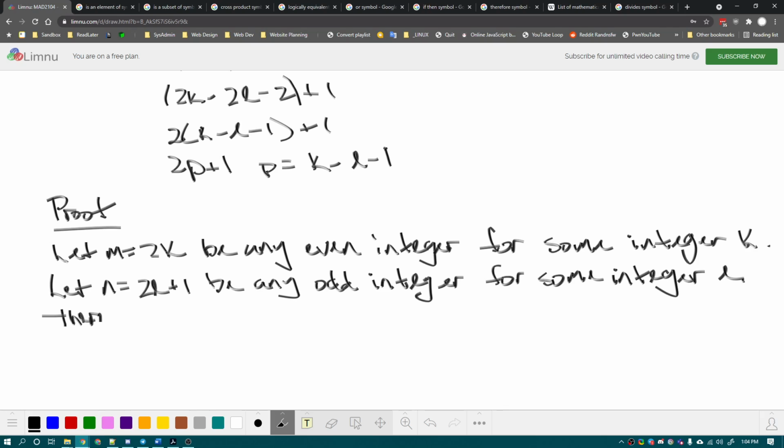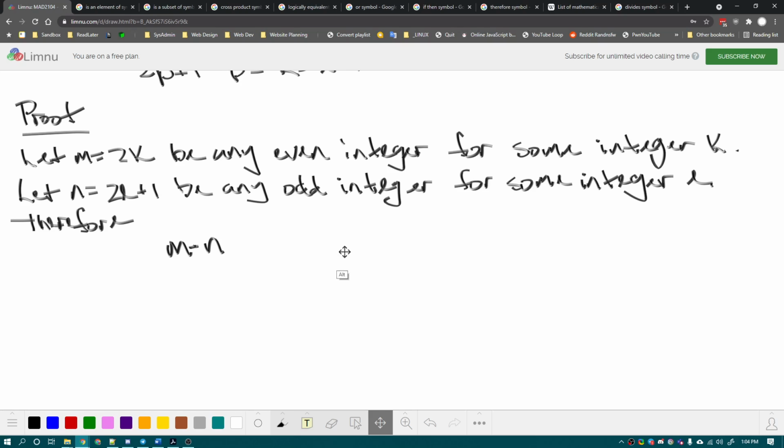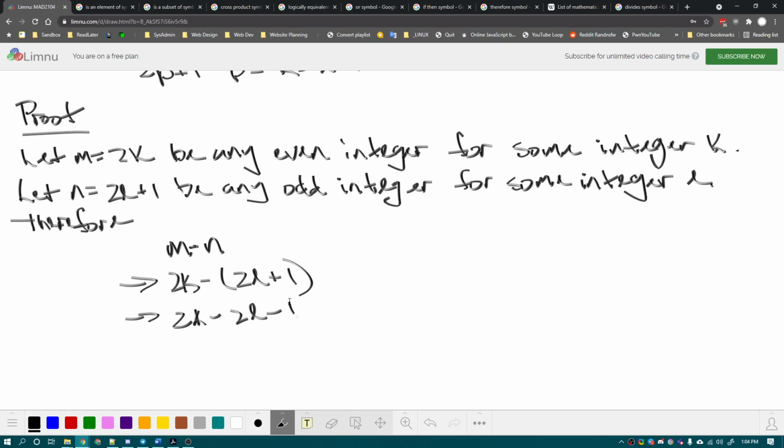Therefore, m minus n, and I'm just going to do exactly what I did before with my algebra. Replace m with 2k. Replace n with 2l plus 1. So now I'm going to distribute the negative. That's 2k minus 2l minus 1.